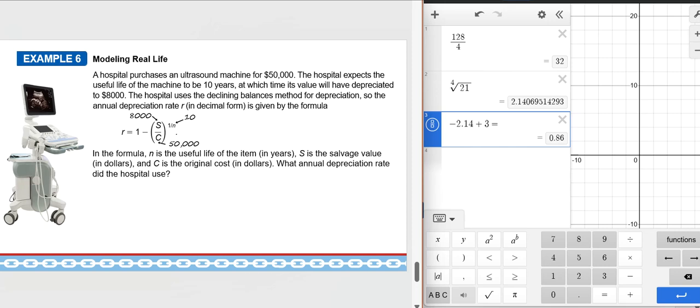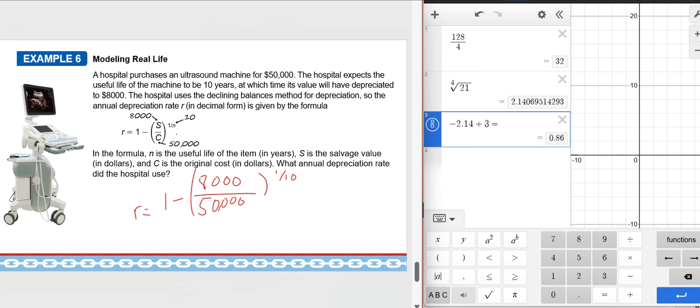So looking here, R is equal to 1 minus 8,000 over 50,000, that initial cost, to the 1 over 10 power. They want to know what that annual depreciation rate is, so we need to solve this for R. We need to essentially do the math.